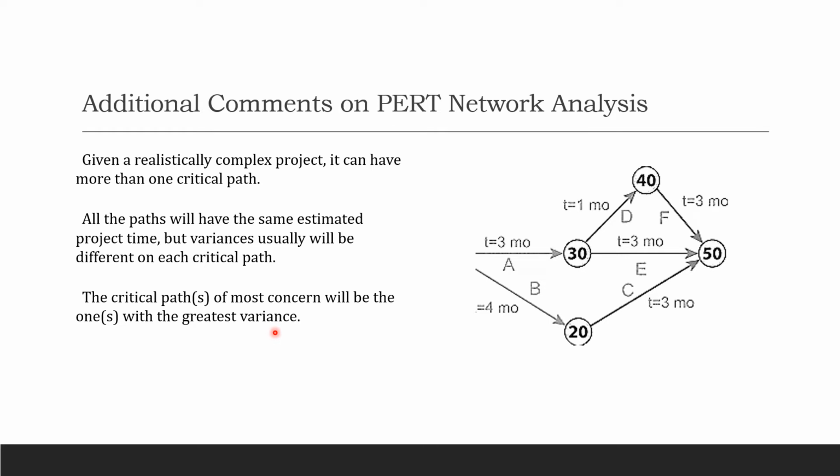Again, you need to calculate this in order for you to be able to see it. Your brain won't get it right now, so you just have to go slow and take it in slowly. The critical path of most concern will be the one with the greatest variance, though we have to see the variance number in order to be able to see the critical path. All right, so let's go down again.